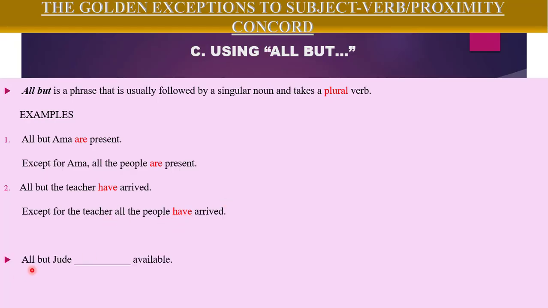Answer this question. What is the correct response to this? All but Jude is or are available. So the answer should be are. This is because whenever we use all but, we go with a plural verb. So the answer is all but Jude are available.